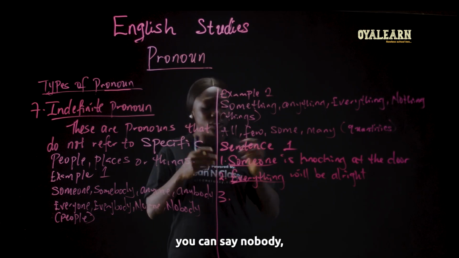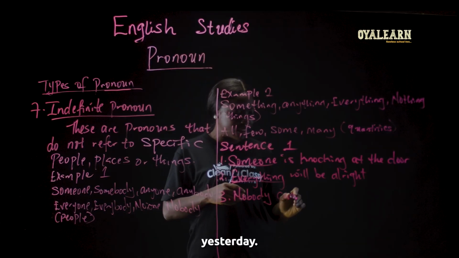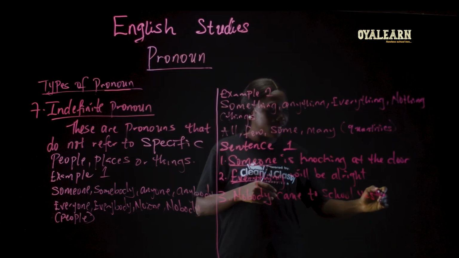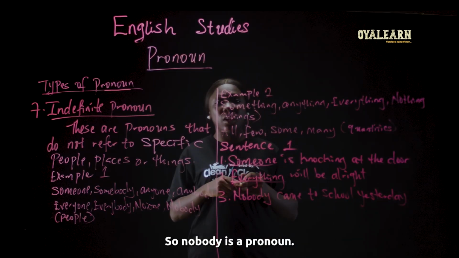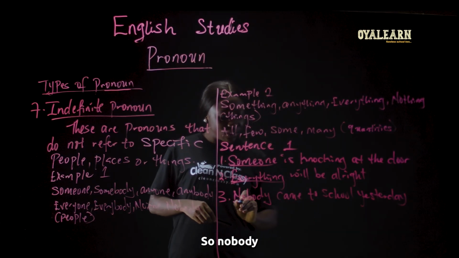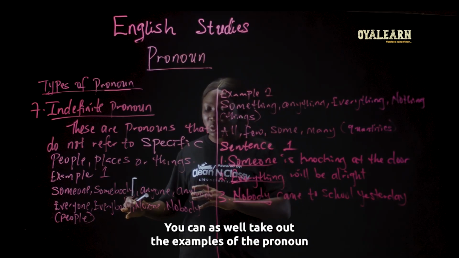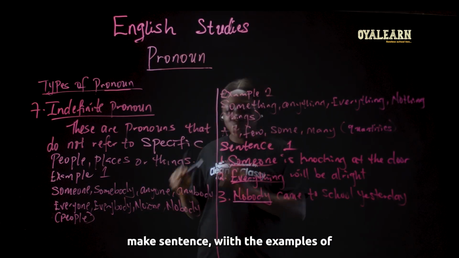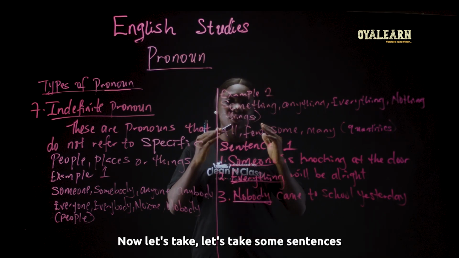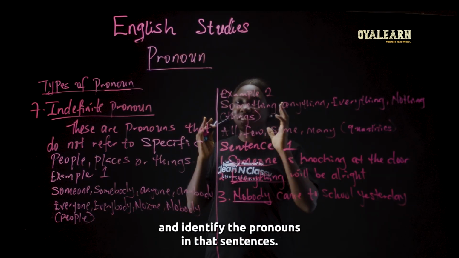Then the third example, you can say, "Nobody came to school yesterday." So nobody is a pronoun, and it is not just a pronoun, it's an indefinite pronoun. You can as well take out the examples of the pronoun and make sentences with the examples of the indefinite pronoun. Now let's take some sentences and identify the pronouns in those sentences.